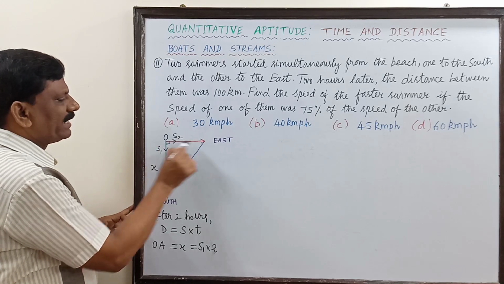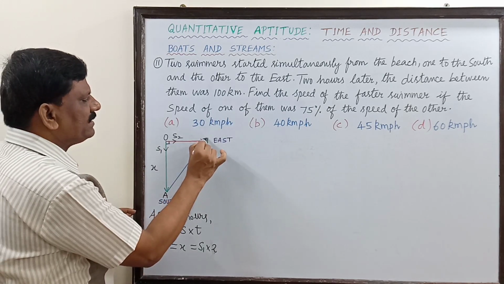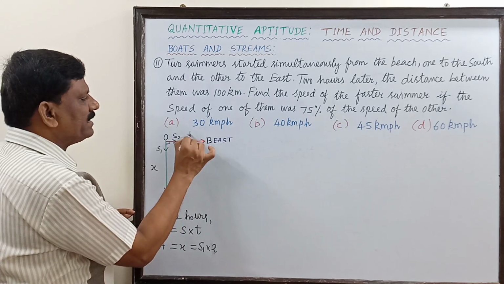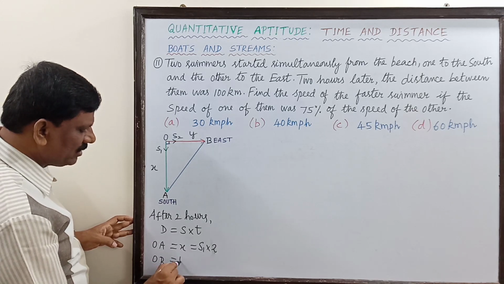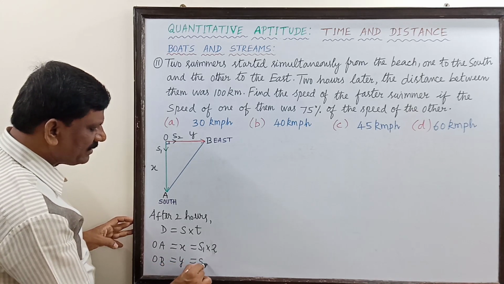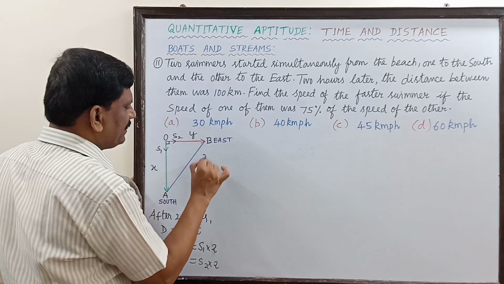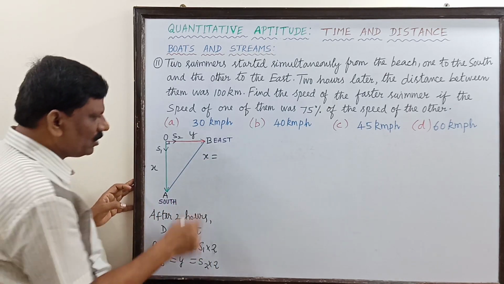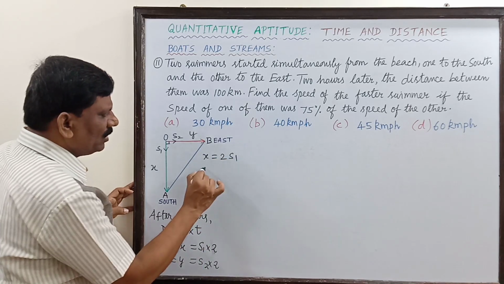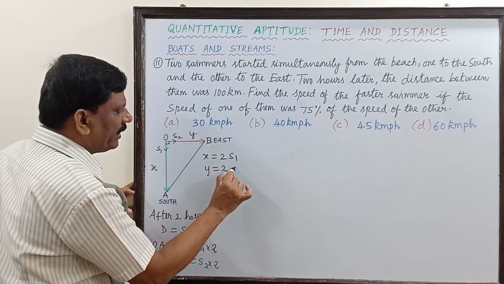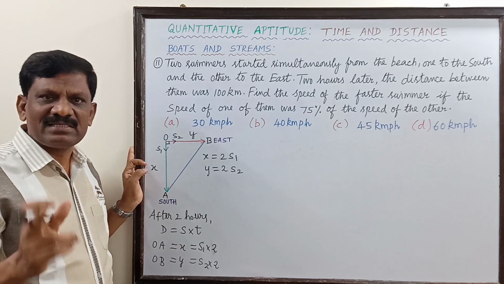Similarly, the second swimmer who is swimming along the east direction, after 2 hours is reaching a point B. So OB is denoted by the symbol Y, and his distance OB is equal to Y is equal to S2 multiplied by 2. So X is equal to 2 times S1 and Y is equal to 2 times S2. Are you understanding up to this step first?